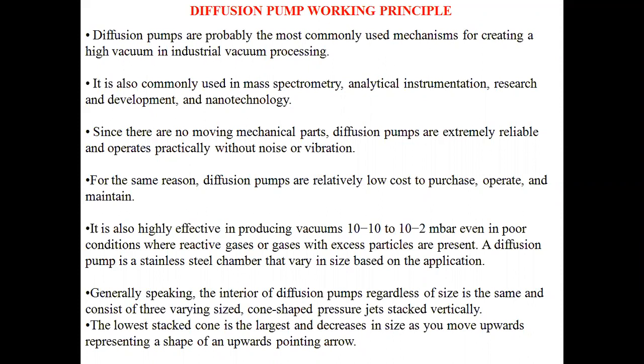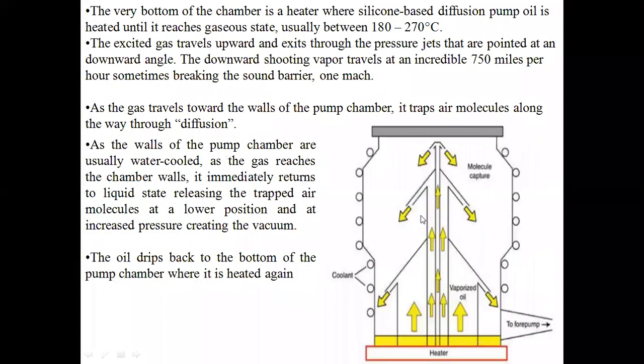Basically these will be made of a metal chamber, preferably steel, which has higher strength. Generally speaking, the interior of the diffusion pump, regardless of size, is the same and consists of three varying size, cone shaped pressure jets stacked vertically. The cone shape is made intentionally to have pressure variations. The lowest stacked cone is the largest and decreases in size as you move upwards, representing the shape of an upward pointing arrow. You can see it in the sketch.